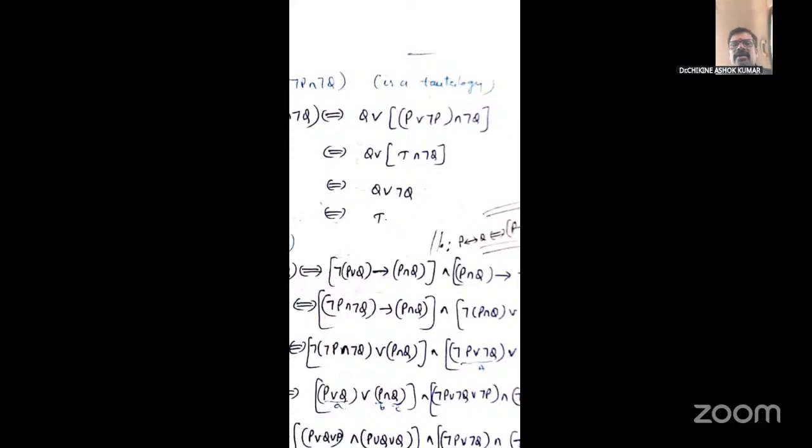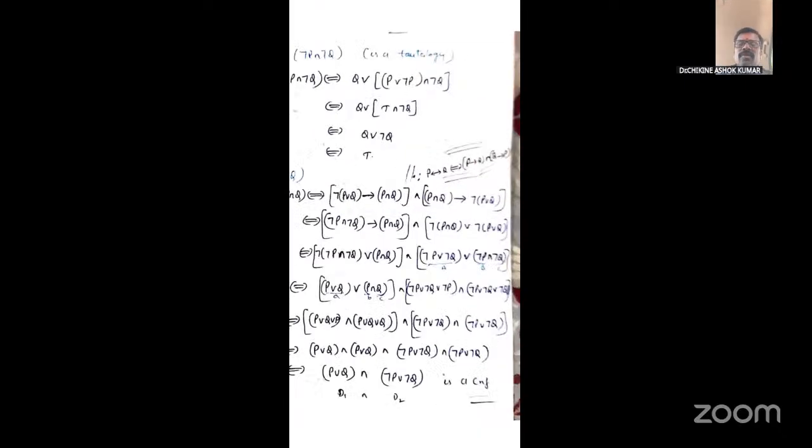What is our question? Q union P intersection negation Q union negation P intersection negation Q. Of course, this is a tautology example. This is not required, because finally we will get the tautology. In the last class we discussed tautology, contradiction, contingent. Again, I am not going to discuss that one. Let me do example number 4 directly. I want to convert this as a CNF, conjunctive normal form.